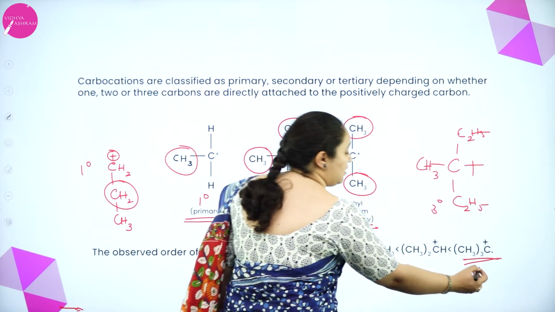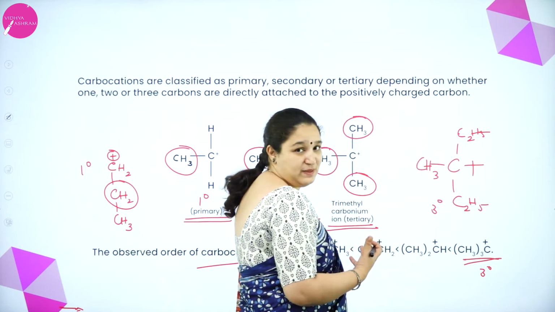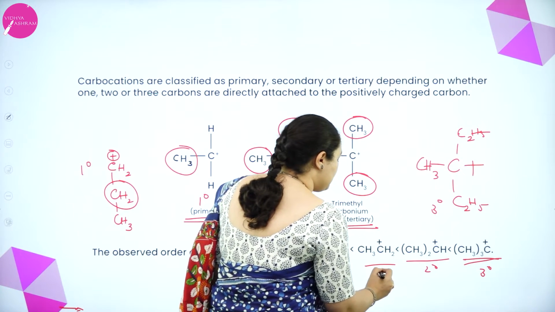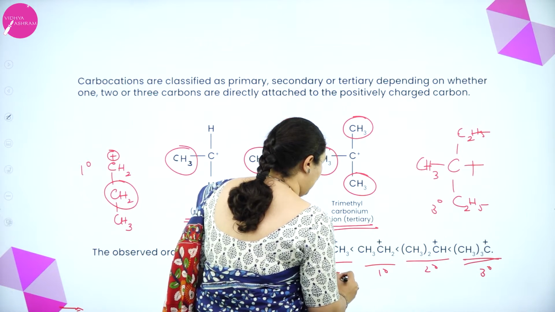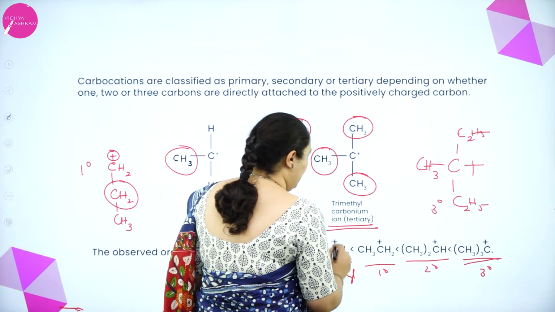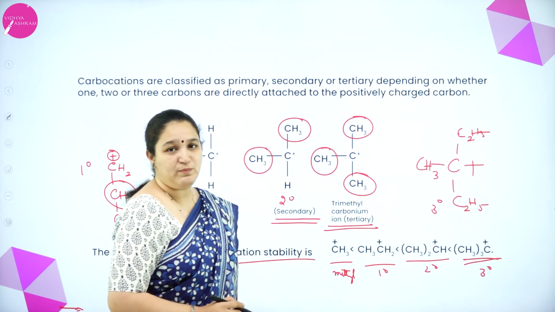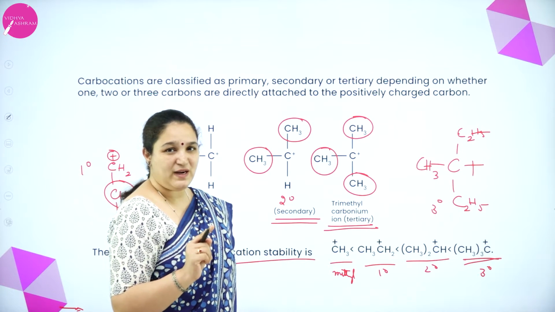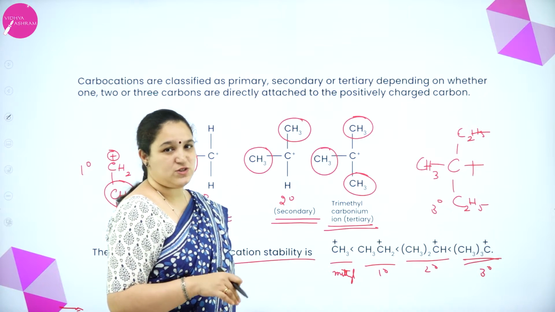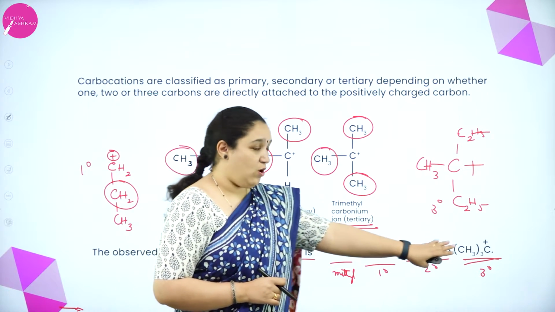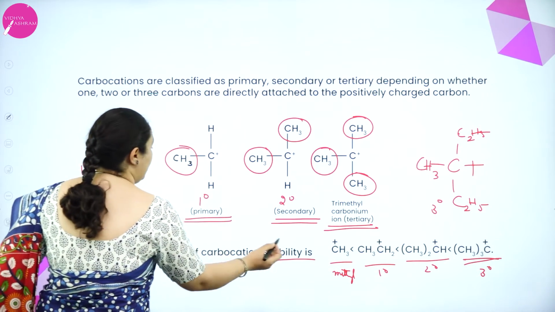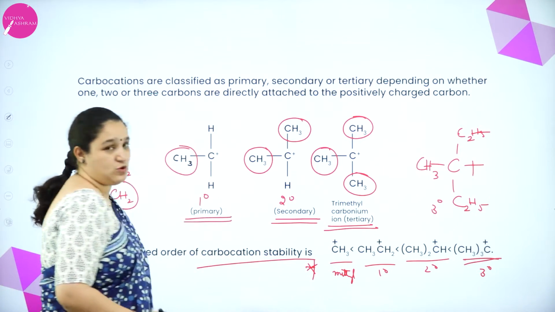Okay, so tertiary has got the highest stability carbocation, then comes the secondary, then comes the primary, last is the methyl carbocation. Okay, that is CH3 group with a positive charge. No carbon neighbors, only one CH3 group is carbon atom is there and that has got the positive charge. Okay, so this is the order of stability of carbocations. Again, it's very important for your competitive exams also.